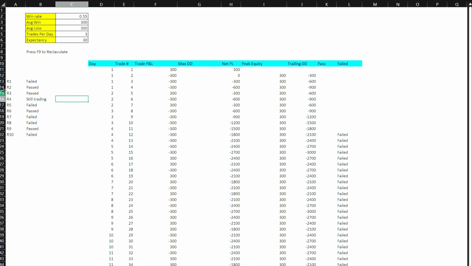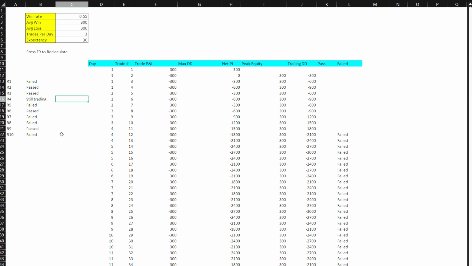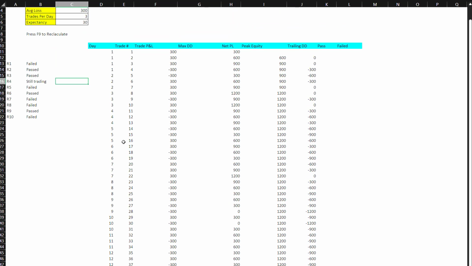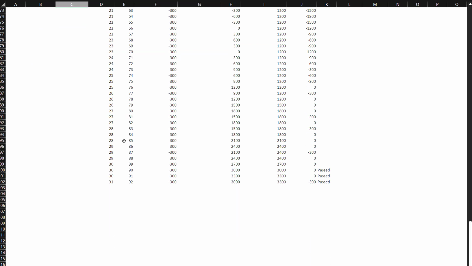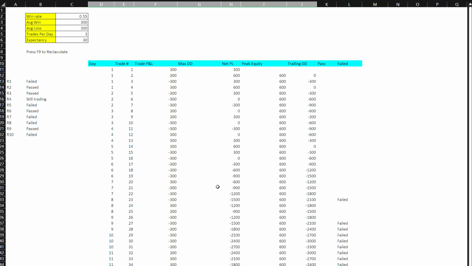So if you have an edge, it should be about 50-50 on passing one of these, right? And again, what's really relevant is where you go with it. With this type of an edge, in this example, on day 30 you got to $3,000. So that's not terrible. Of course, there's a wide variance. In this case, you failed.